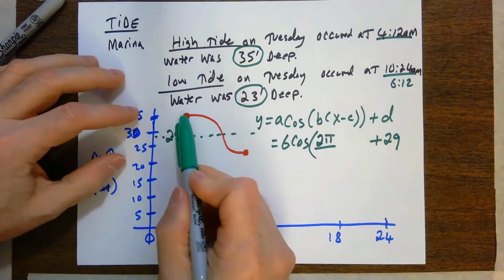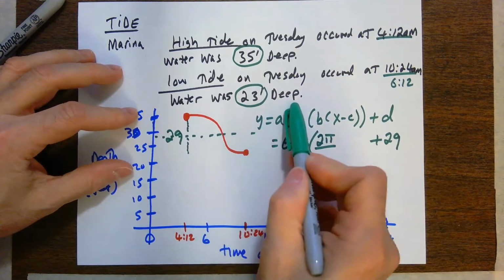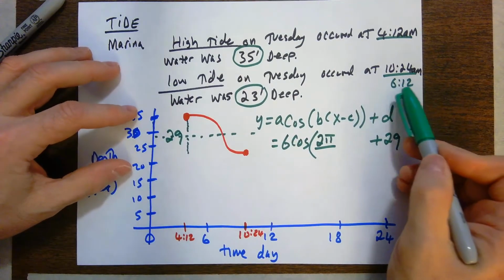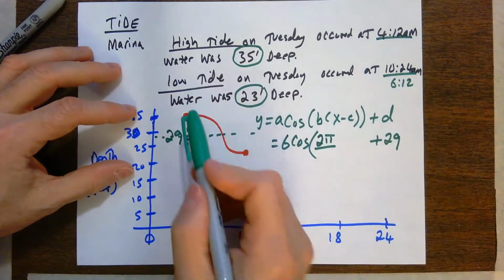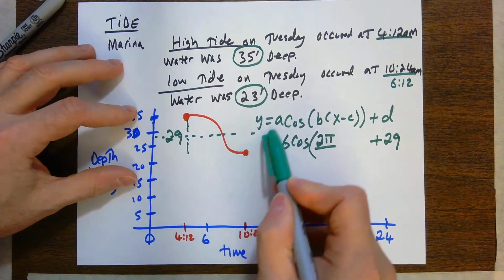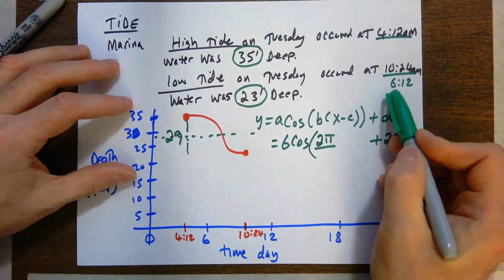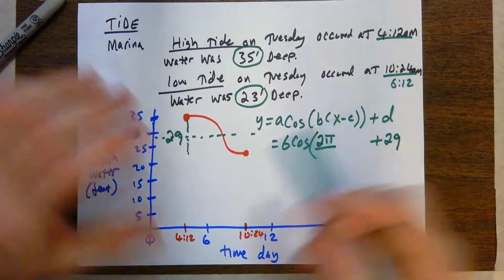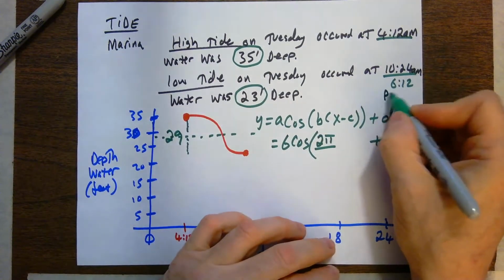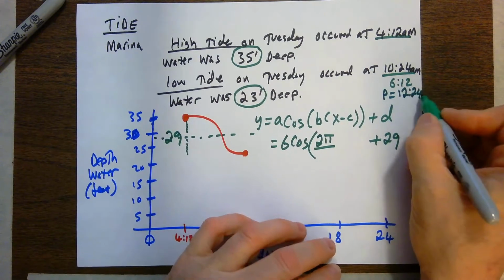No. It only went from the high to the low. How long is it going to go to get back to the high? Another 6 hours and 12 minutes. So the entire period from the high tide to low tide was 6 hours and 12 minutes. Back to high tide, another 6 hours and 12 minutes. The whole period would be 12 hours and 24 minutes. So my period is going to be 12 hours and 24 minutes.